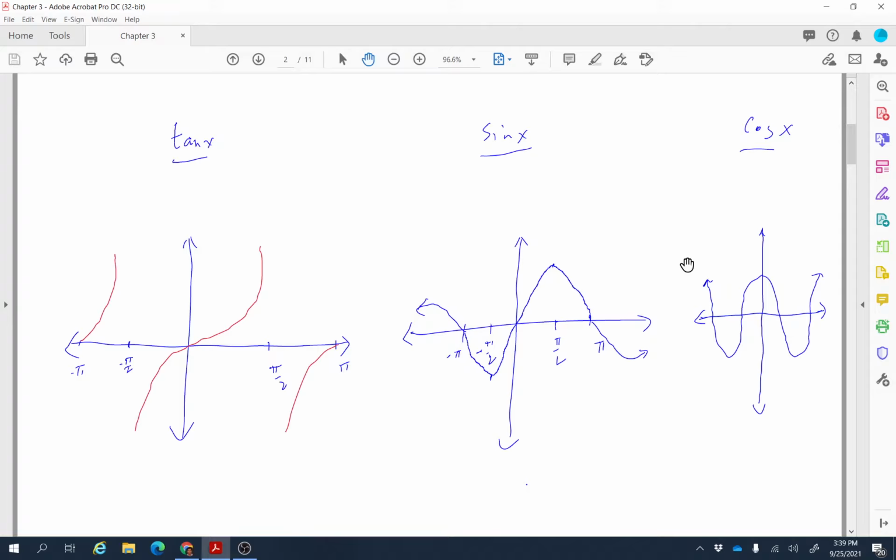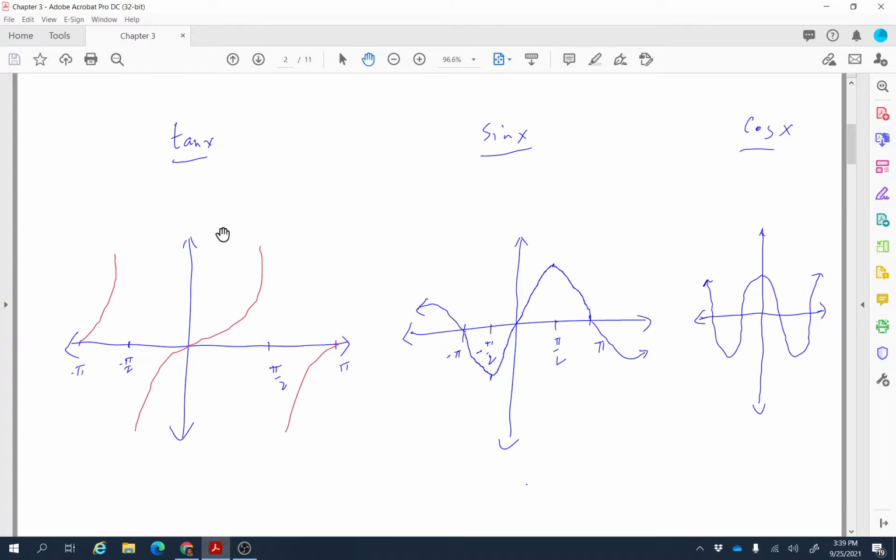All, we have to know there are some standard trigonometric functions. The graphs of those functions look like this. For example, the graph of tangent of x is this one, sine of x is this one, and cosine of x is this one. By using these three graphs, we can also think about the graphs of cotangent, cosecant, and secant.